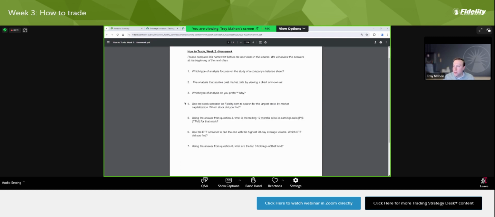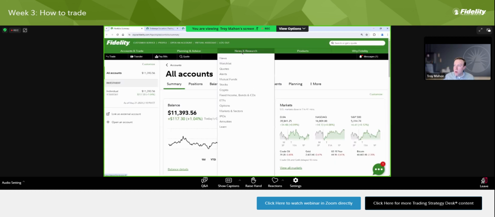All right, number four, can we use the stock screener on Fidelity.com to search for the largest stock by market capitalization? Which do you find first? Let's do that. Let's do this real quick. We want to leave plenty of time to cover what we have for today.